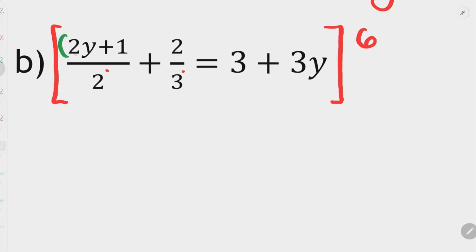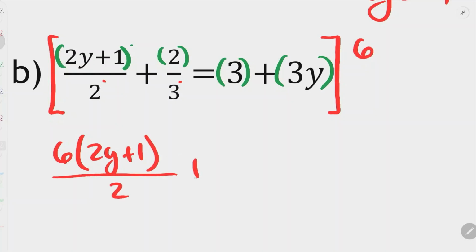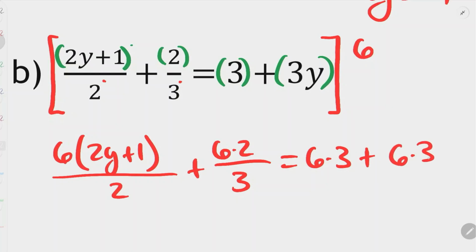So what I'm going to do is multiply every single term by the number 6. That means this term is going to be multiplied by 6. This is going to be multiplied by 6. This is going to be multiplied by 6. And this is going to be multiplied by 6. So when I do that, what do I get? Well, I'll just write it first. So I've got 6 times the (2y plus 1) over 2 plus 6 times 2 over 3 equals 6 times 3 plus 6 times 3y.